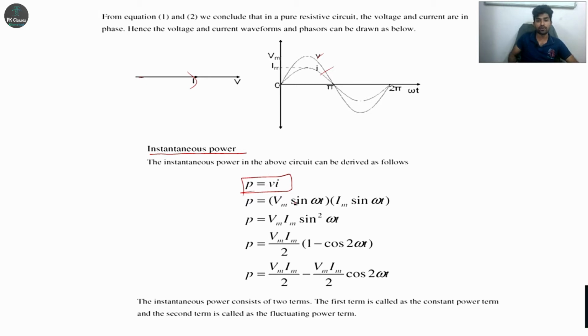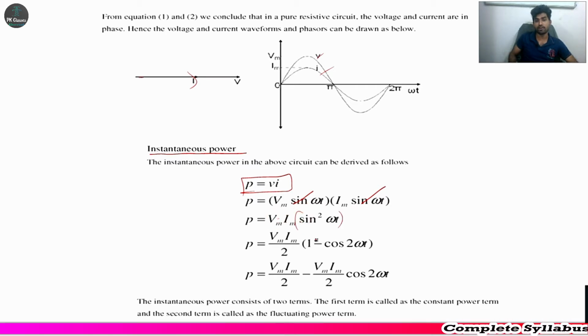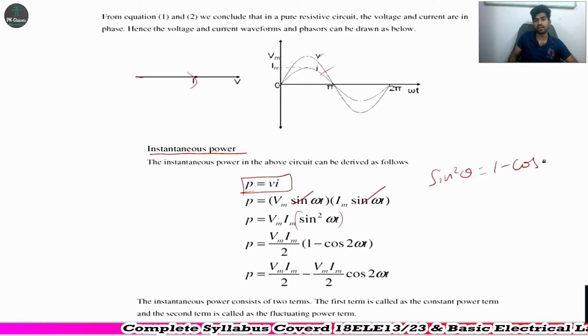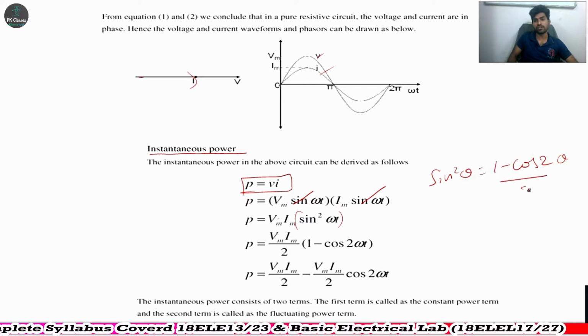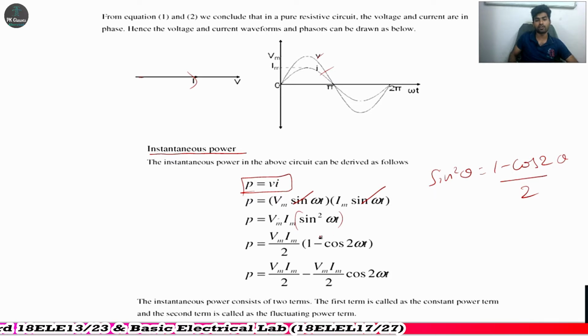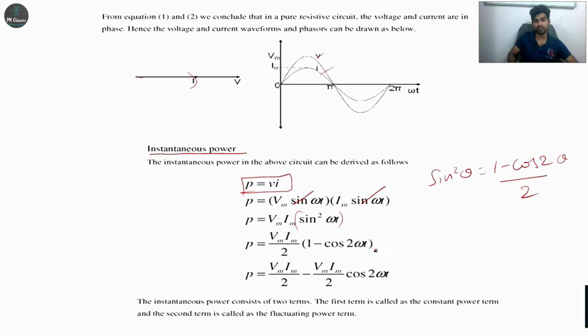So V is equal to what? Vm sin omega t. I is equal to Im sin omega t, right? So Vm, Im have taken outside, sin square omega t we got. So what is the formula for sin square theta? So 1 minus cos 2 theta by 2. Right, I just use the formula. So what happens? I'll convert it to sin square omega t, 1 minus cos 2 omega t by 2. So we'll get the equation like this.